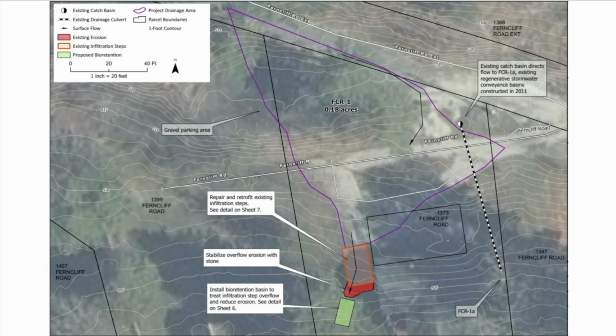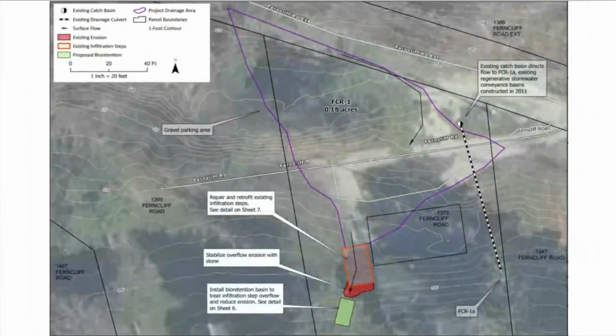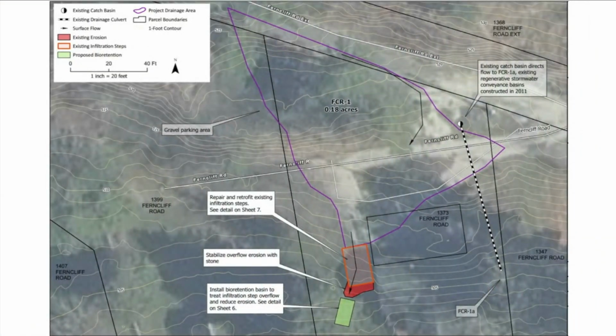In addition to fixing these infiltration steps, we were showing here a bioretention basin. So there is quite a bit of runoff coming through those steps, and it's erosive. You might have noticed in the photograph where it comes over here, there's some erosion. So we're proposing to capture that in that grassy area just downhill of the steps there.